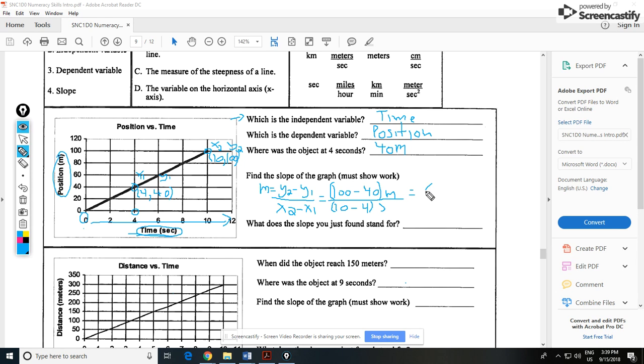We get 60 over 6 meters per second. And if you do the division, 60 divided by 6, that's 10. And the units don't cancel out because they're different units, meters per second. So what you notice here is that your slope is actually your speed, or some of you may call it velocity. There actually is a difference. We don't really cover that in grade 9, but speed or velocity would be appropriate as well.